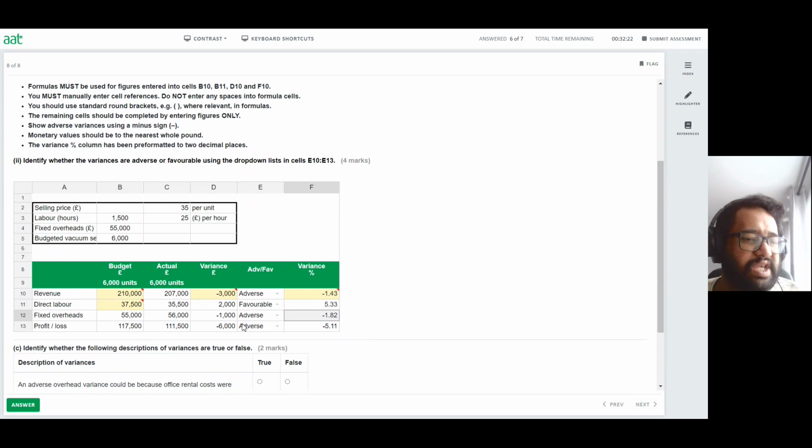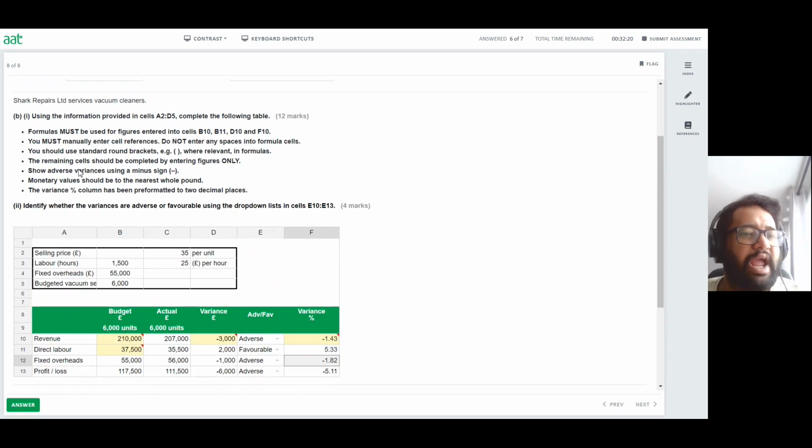Okay, so I've done all the things they require of us. Let's see if there's anything else they have mentioned. You must manually enter the cell references. Do not enter any spaces in the formula cells. You should use standard round brackets where relevant in formulas. The remaining cells should be completed by entering the figures only. We've done that one. Show the adverse variances using a minus sign. We've done that one. Monetary values should be to the nearest pound. So if they're all nearest pounds, they are absolutely fine. The variance percentage column has been pre-formatted to 2 decimal places. They're all fine.